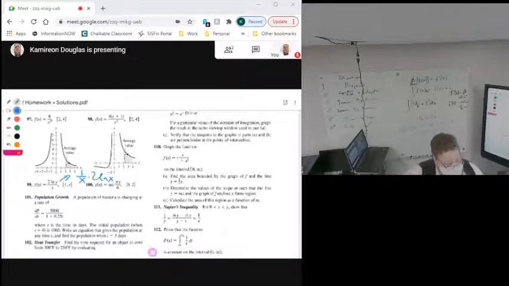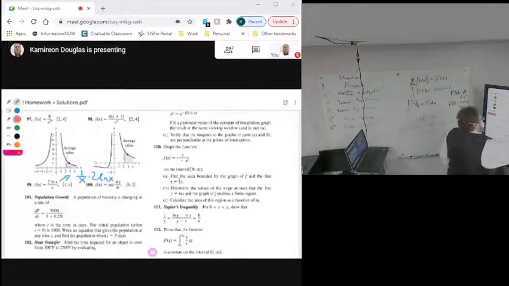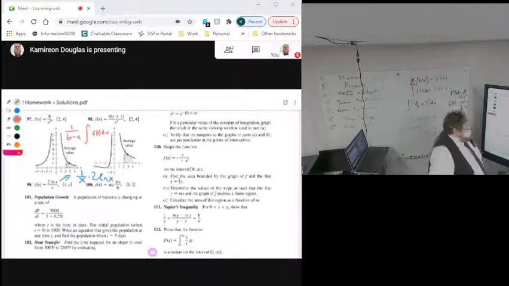That's you times what? And then you do like the average. So it's 1 over b minus a? For this function, you do 1 over b minus a times the integral of the function. And the solution for number 99 should be 1 over e minus 1.